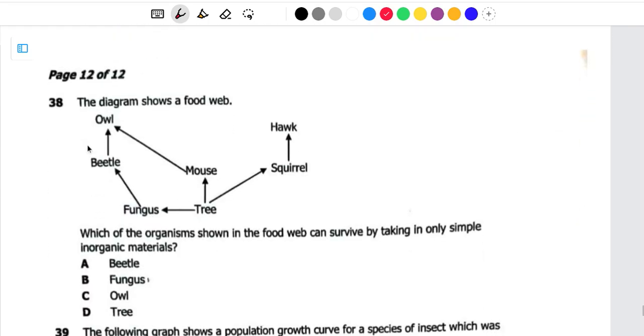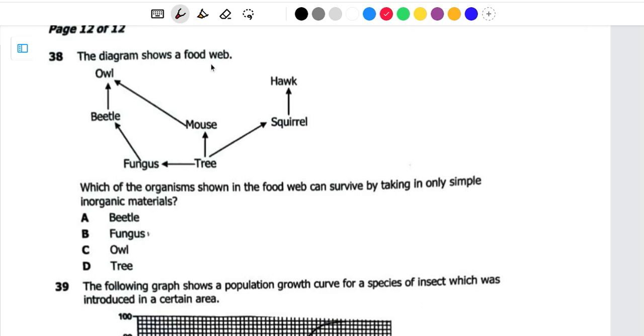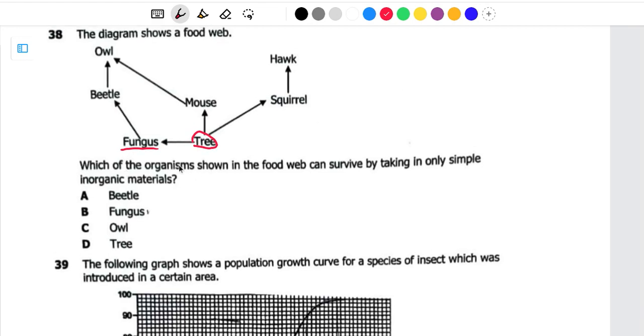And then we have question 38, which is saying, the diagram shows a food web. Which of the organisms shown in the food web can survive by taking only one simple inorganic material? So the answer is going to be fungus, because fungus can live by its own, but it only needs a small amount of inorganic material for it to survive, rather than the beetle, the mice, the squirrel, the owl, and then the oo. Then the trees are the producers in the ecosystem. So meaning to say the answer is just going to be fungus.